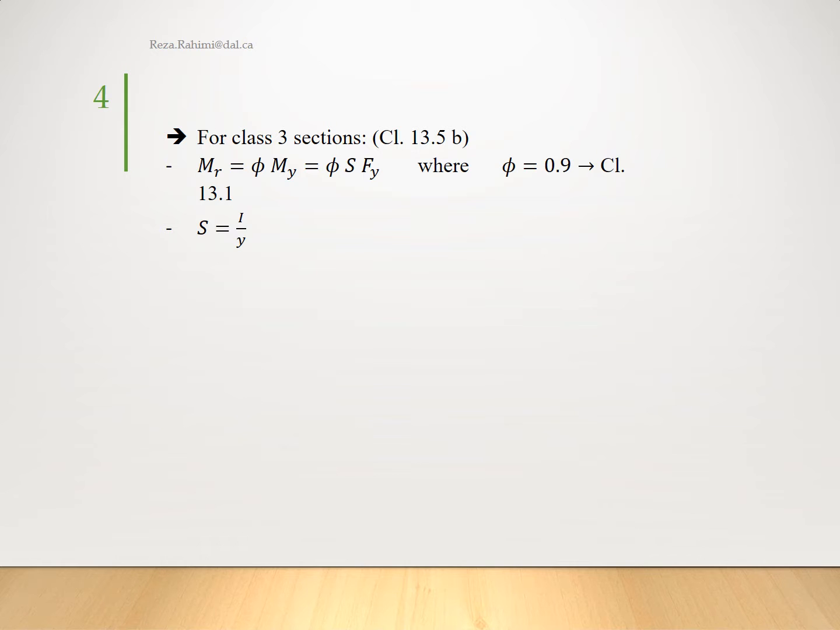For class 3 sections, as you can find in clause 13.5b of S16, the resistance moment is equal to phi My. As I told you before, in class 3 you cannot go beyond My, so My is the peak, and it is equal to phi S Fy, and as you can remember, S is equal to I over y, and phi is from clause 13.1.